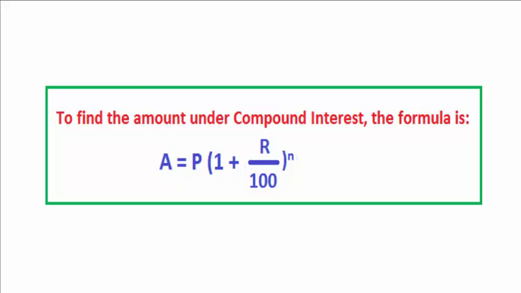So the formula to calculate the amount is A is equal to P into 1 plus R upon 100 raised to n. So this is all about algebra.